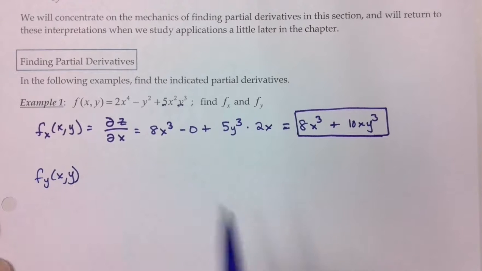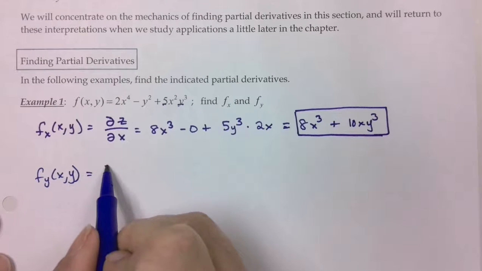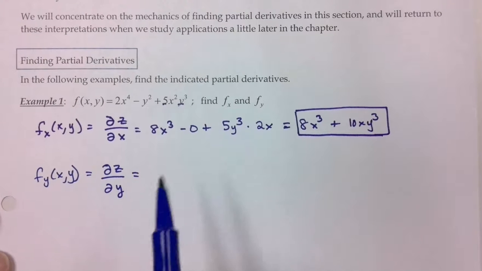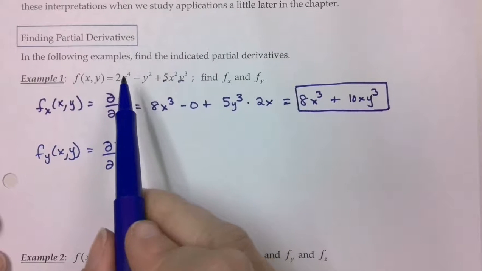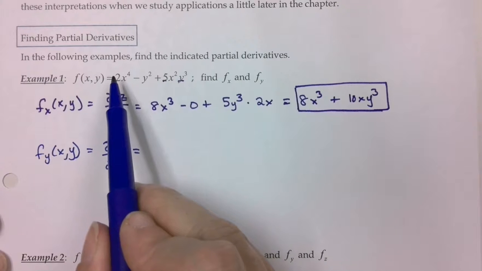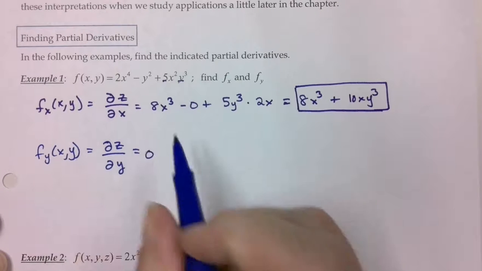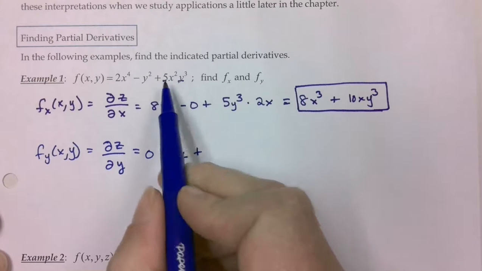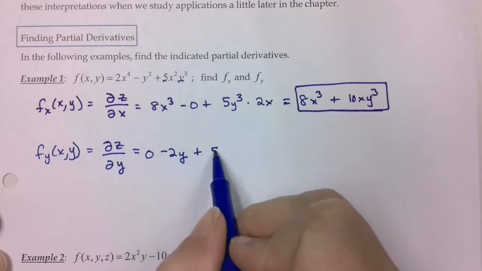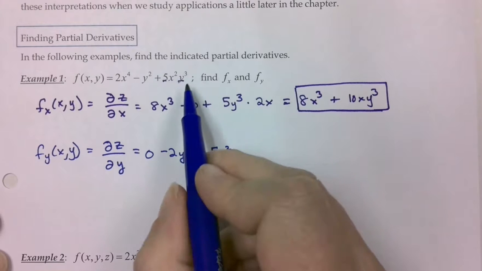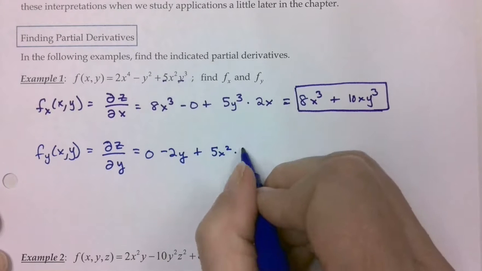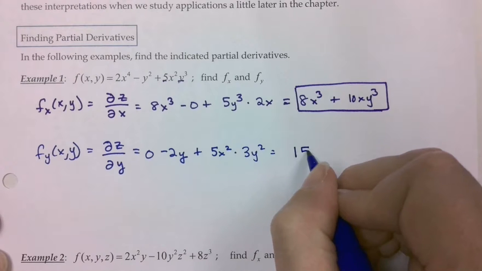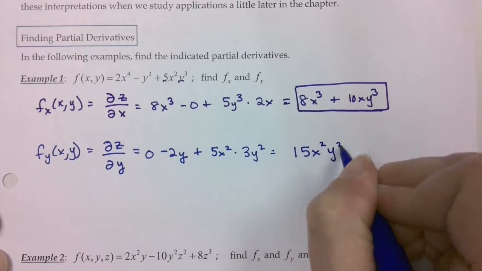All right, let's do it again, but now for y. So we're going to assume that x is constant. So this is the partial derivative of z with respect to y. Okay, well, the derivative of the first bit, if that's a constant, is 0. The derivative of y squared would give minus 2y. Plus, now the 5 and the x squared are constant, so just write them, and then take the derivative of the y cubed, so that would be 3y squared. So that would be 15x squared y squared, take away 2y.